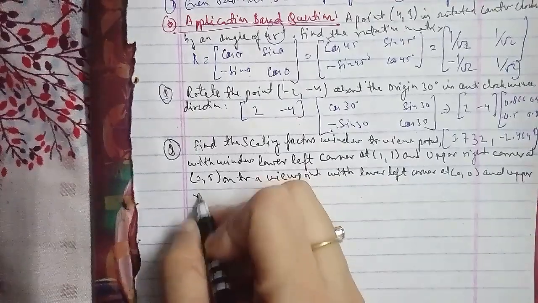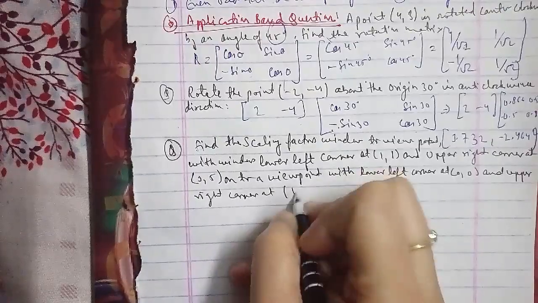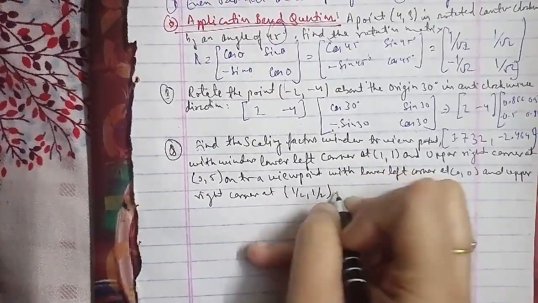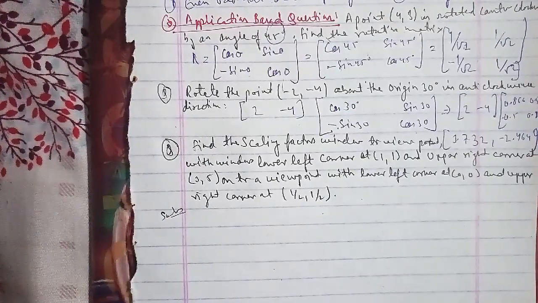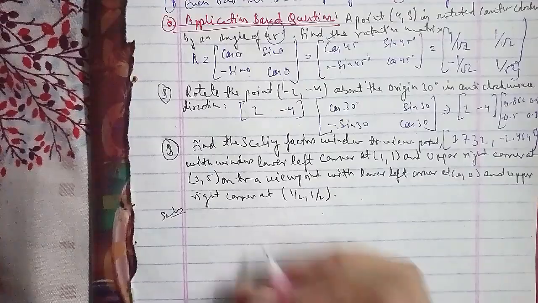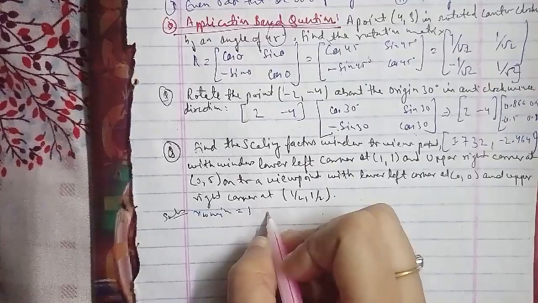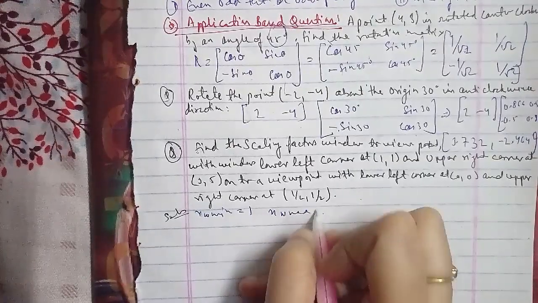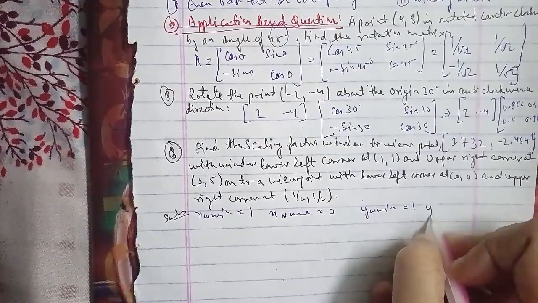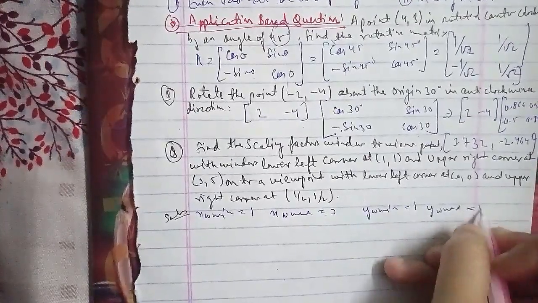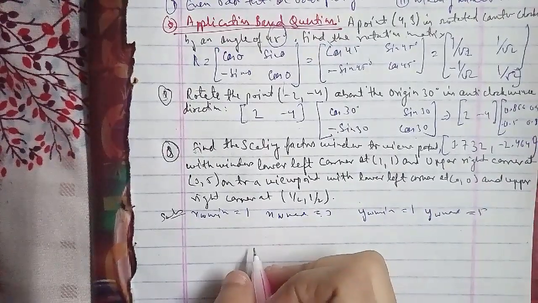So we will talk about it, and the solutions we have for the window, which is your x w min equals 1, x w max equals 3, y w min equals 1 and y w max equals 5. And for the viewport we have x v min equals 0, y v min equals 0, x v max equals 1/2, that is 0.5, and y v max is half, that is 0.5.